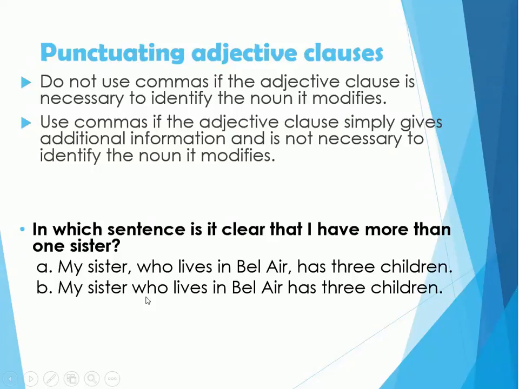Why? Because I had to use who lives in Bel Air to identify which sister I'm talking about. While in this sentence here, I could eliminate this piece of information. This is just extra information. I could just say, my sister has 3 children.